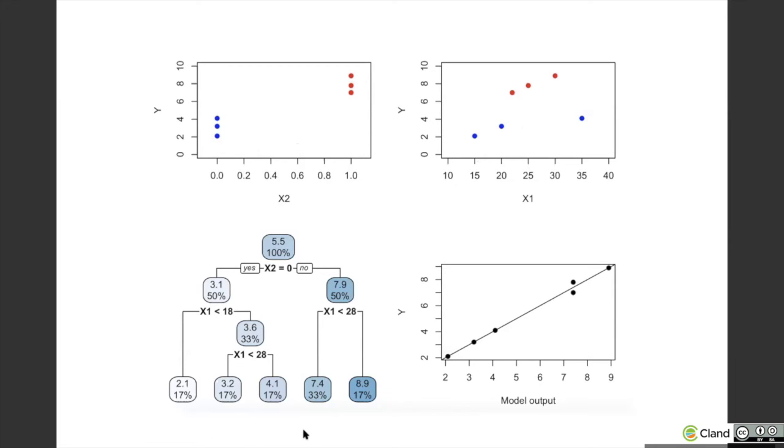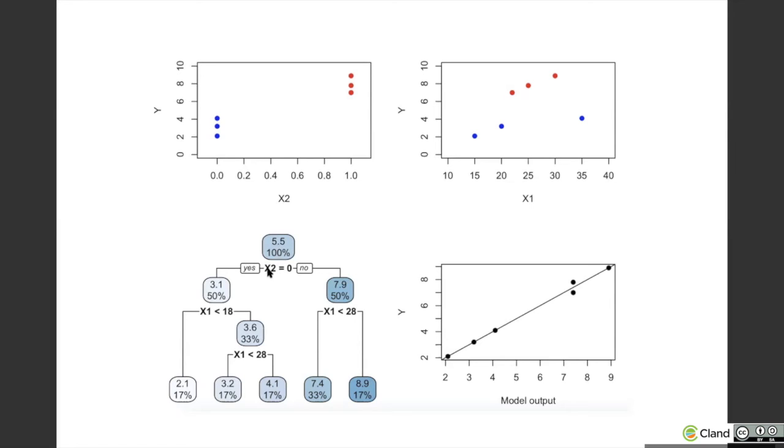On the bottom left, you have the result of the tree. You have different nodes, and you have splitting rules. The node on the top indicates the number of data. In each node, you have two numbers. The first number is the mean value of the data falling in that node. The second number, a percentage, is the percentage of the whole data set included in the node. The first node includes all the data, and the mean value 5.5 is equal to the mean of the y values of the whole data set.